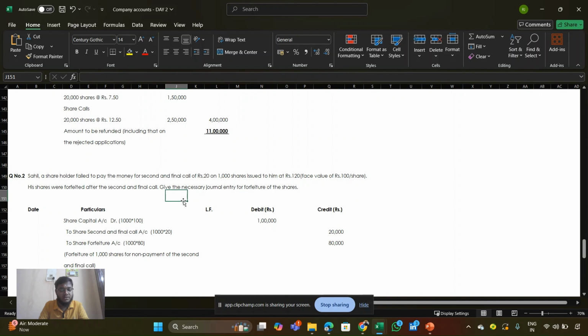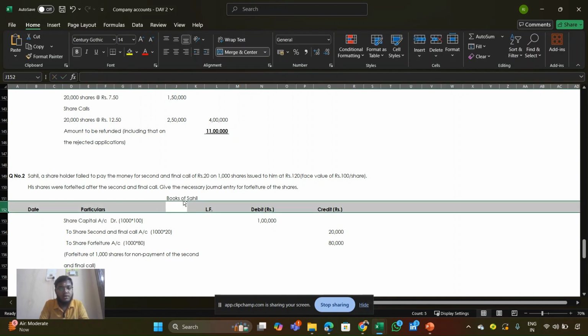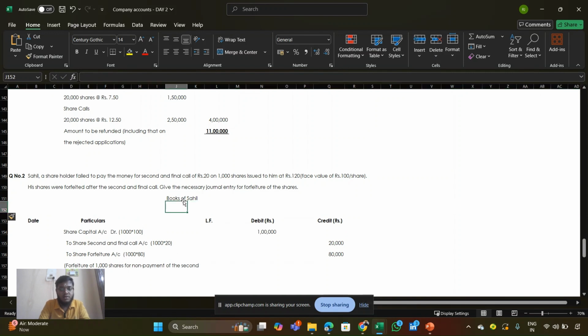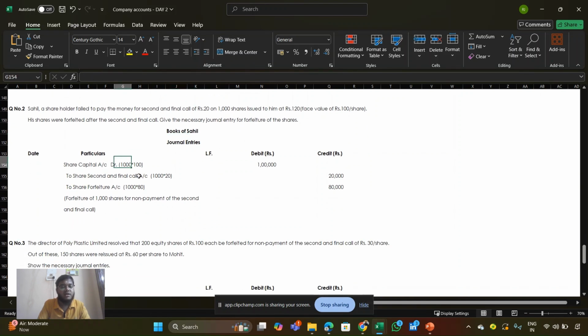In the journal entry, actually I missed one thing. Can you guess what I missed in this solution? I have been telling these two things, but I missed them: books of Sahil, and journal entries, date, particulars. Share capital account debited, to share second and final call, to share forfeiture. The bracket narration is also important, and the books and journal entries heading are also important.